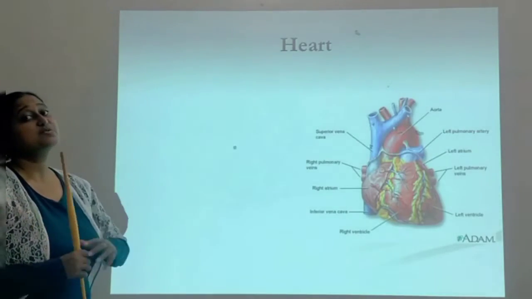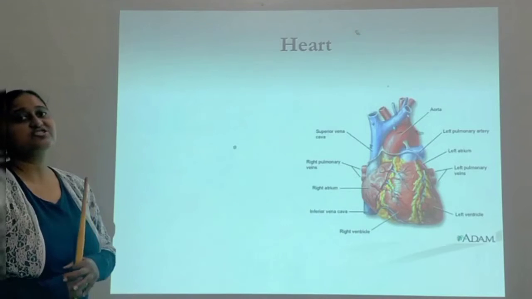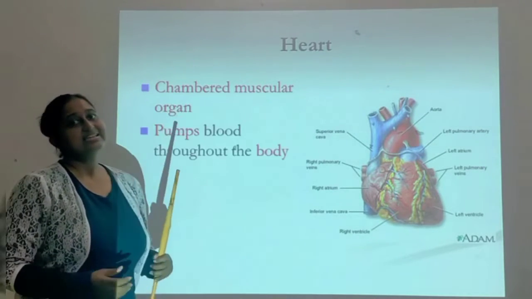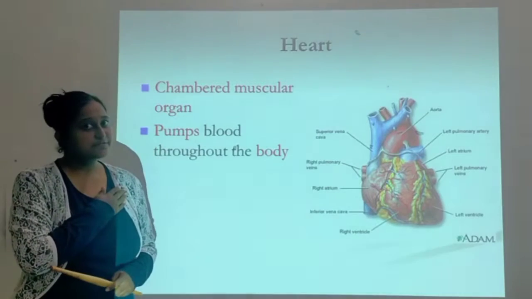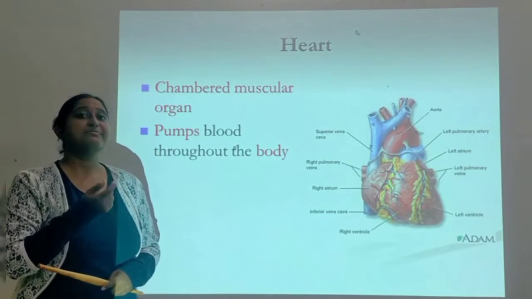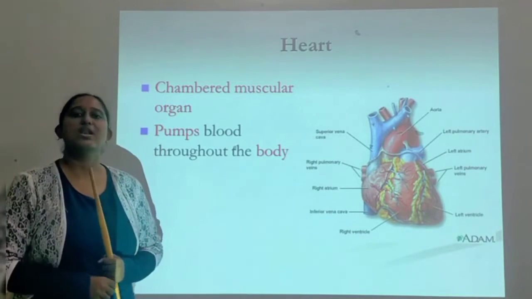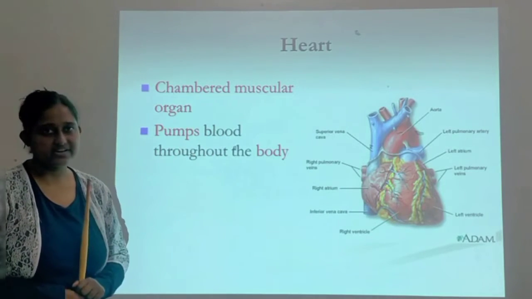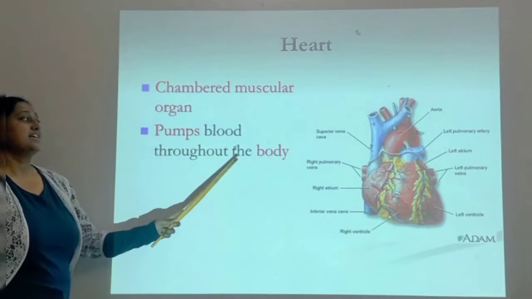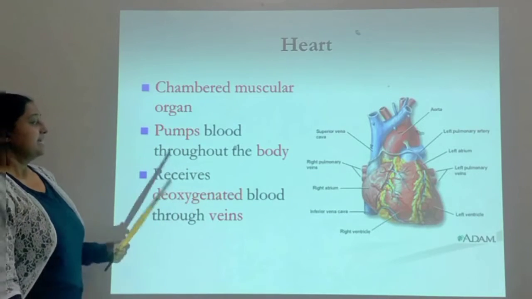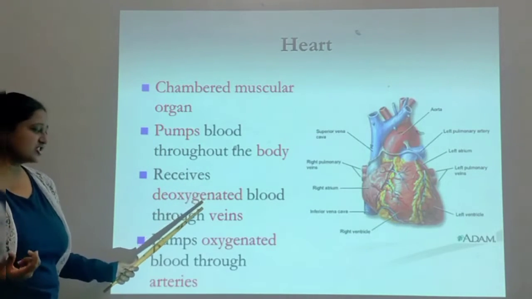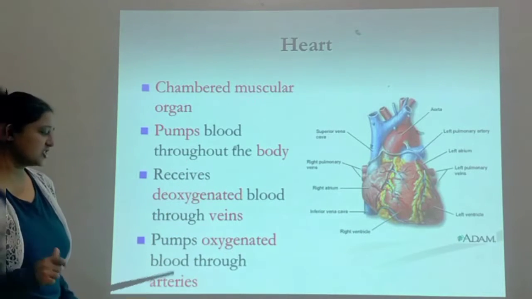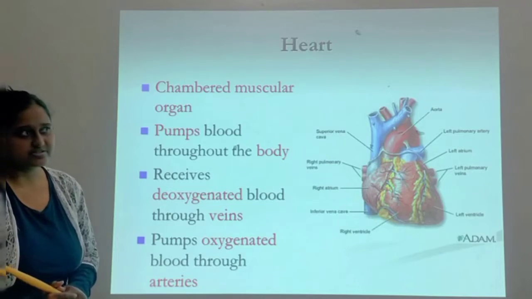So, I'll just brief on the structure of the heart before the circulation. The heart is situated over the left side of the body. It is located behind the sternum between the two lungs. It is a four-chambered muscular organ. It pumps the blood throughout the body. It receives the deoxygenated blood through the veins, while it pumps the oxygenated blood through the arteries.